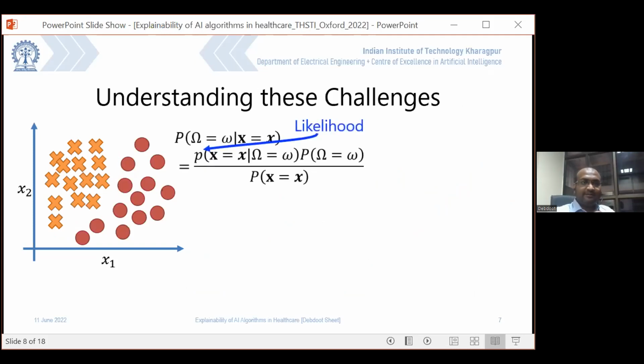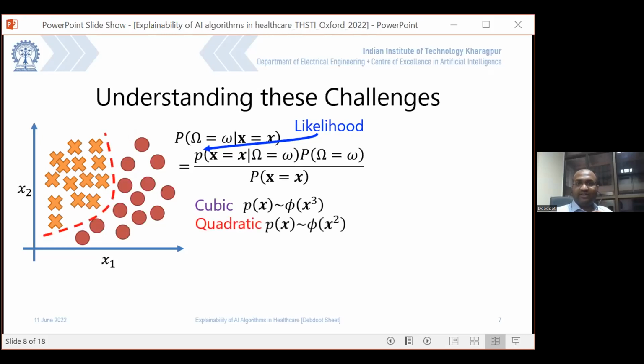So in order to look back at that, let's try to understand why these challenges keep on happening. If we look into this decision rule from the Bayes part of it, then the order of the polynomial of this likelihood guides the order of the polynomial of this decision boundary itself. So if the likelihood is a cubic function, then the polynomial is a cubic polynomial. It can also be a quadratic one, or a linear one.